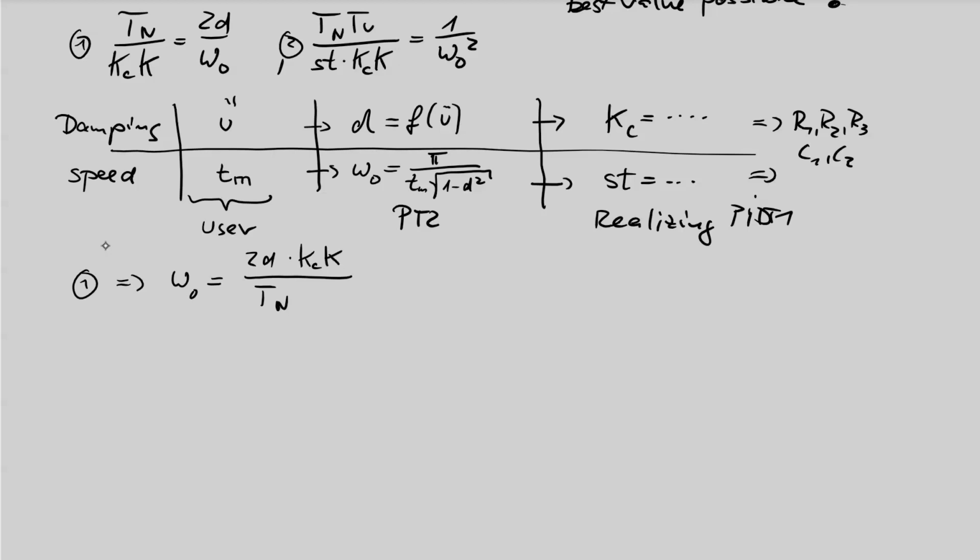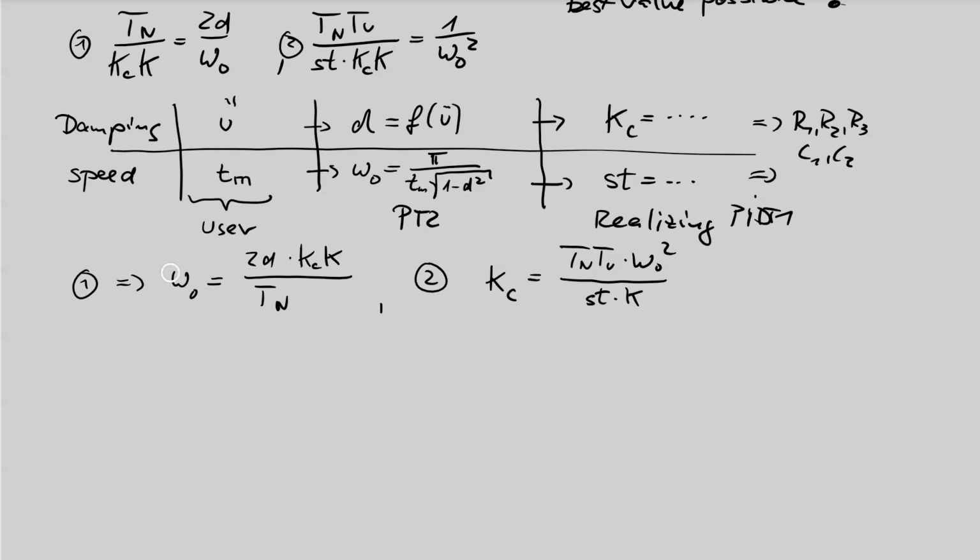Omega naught on the left side is 2d divided by Tn multiplied with Kck. So then I use equation 2, solve for Kc. Kc, this on the right side, omega naught on the left side gives Tn Tv times omega naught squared, Kc divided by step depth times K. Okay.